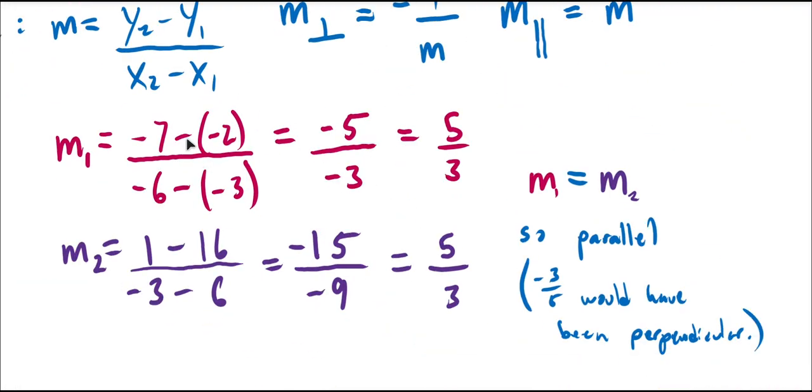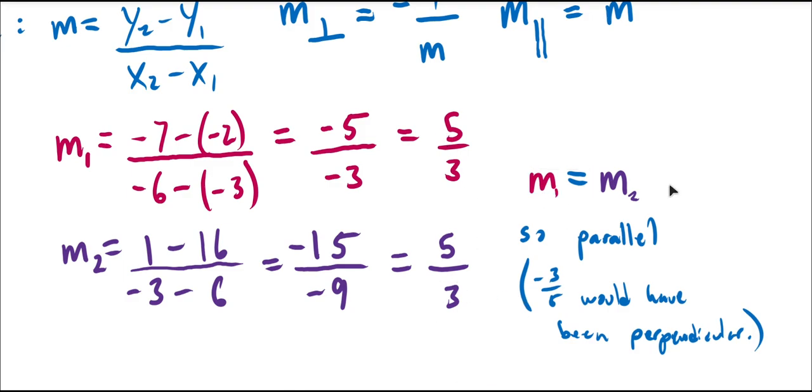We do minus 7 minus minus 2, that's negative 5. Minus 6 minus minus 3, that's plus 3, so this is minus 3 in total. And the negatives cancel to give me 5/3. Likewise, 1 minus 16 is minus 15. Negative 3 minus 6 is negative 9. And simplifying by dividing 3 from each term, we get 5/3. Positive. So these are equal to one another.